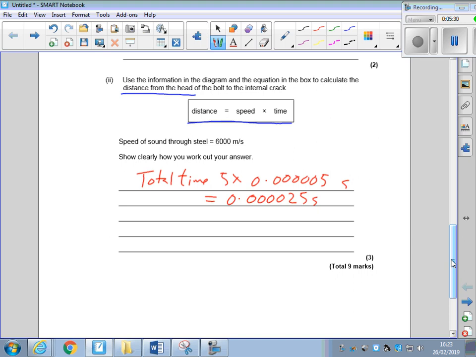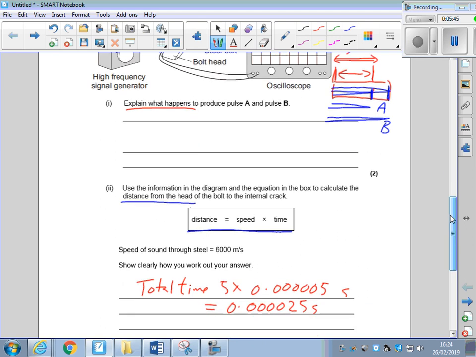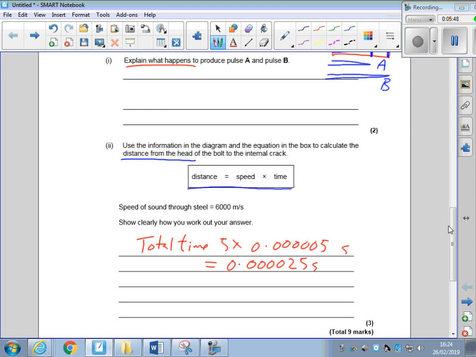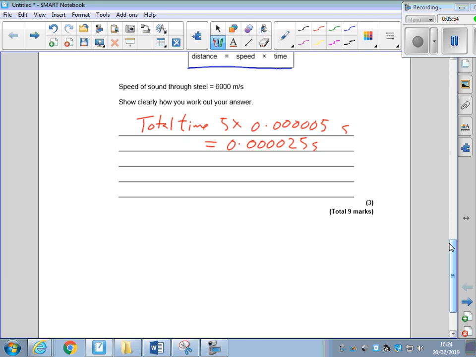But, and they do this a lot with the ultrasound questions, that's not the time it's taken for the ultrasound to take that journey there. It's double. It's the time taken to go there and back again. So that's twice the time it's going to take to get to the crack. So the time to get to our crack in the bolt is going to be half that value. So you need to divide that by 2.